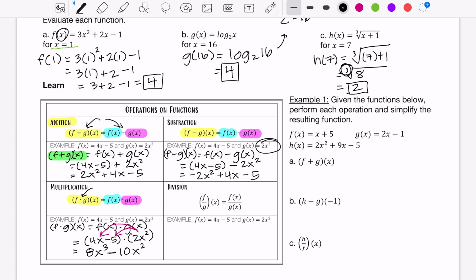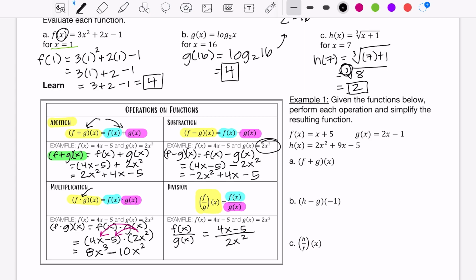And finally, we get to the division one, which we know from last chapter has excluded values, but it looks like for this lesson we're just going to not worry about excluded values, but have them in the back of your mind just in case something like that does come up. So we have f of x divided by g of x. Dividing is the same thing as a fraction, so it's easier to write it like that. So we have f of x over g of x. So that equals 4x minus 5 all over 2x squared.